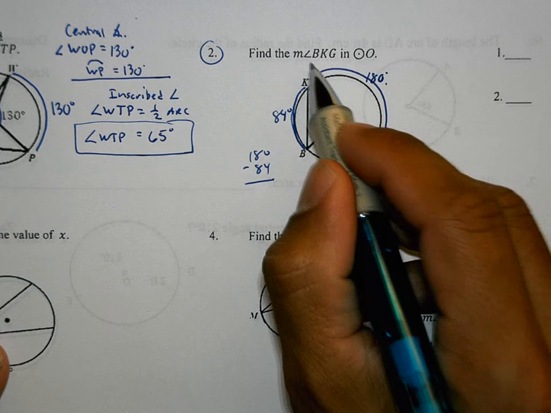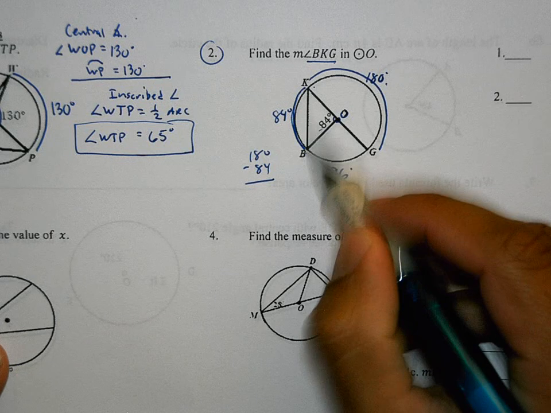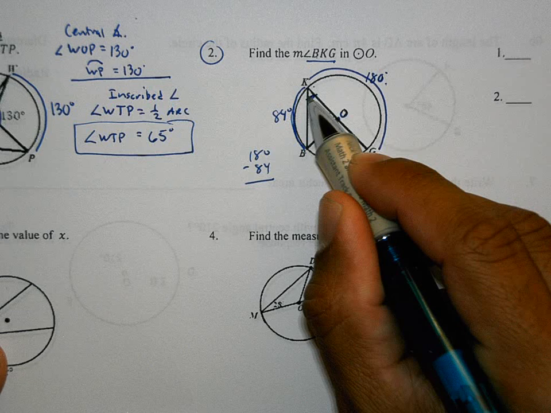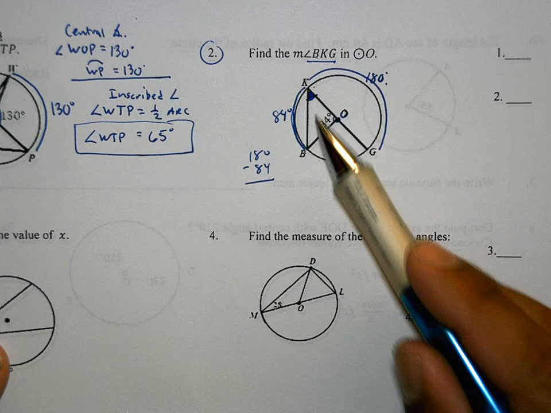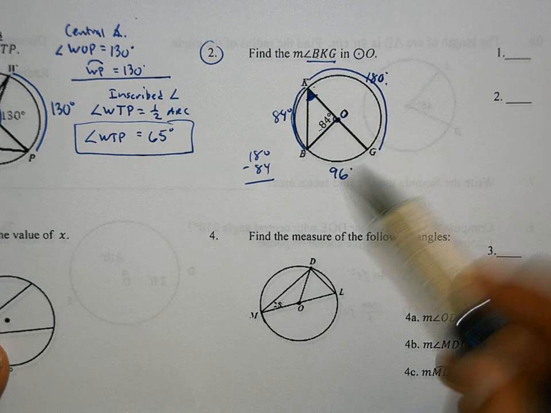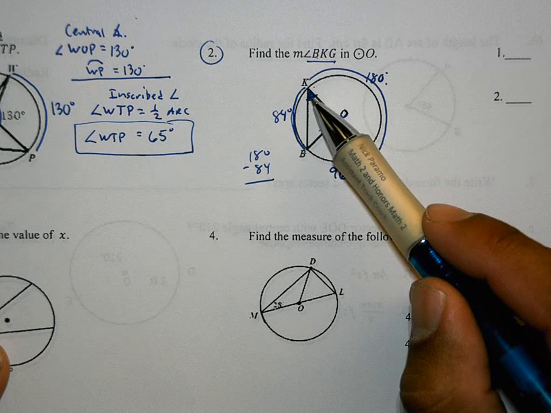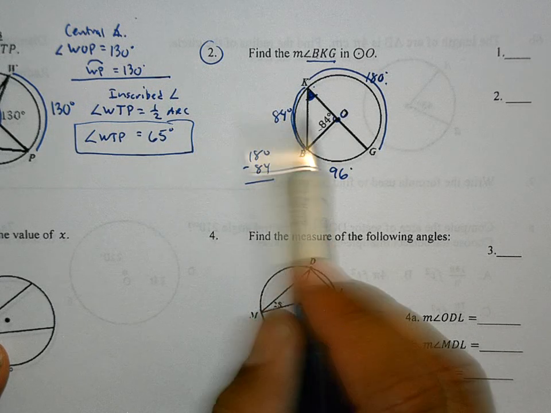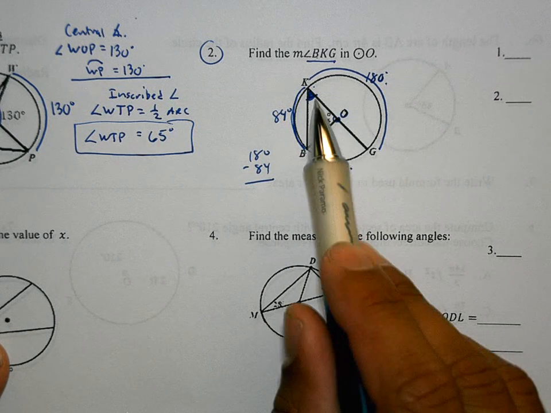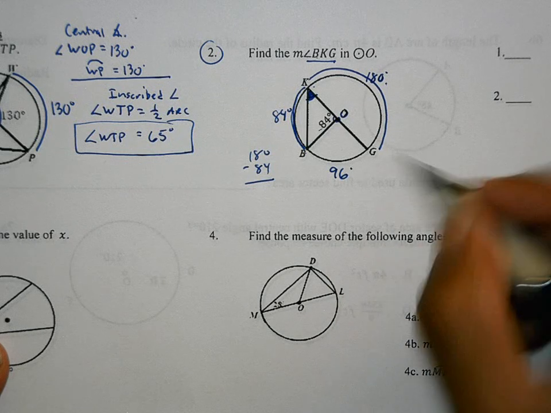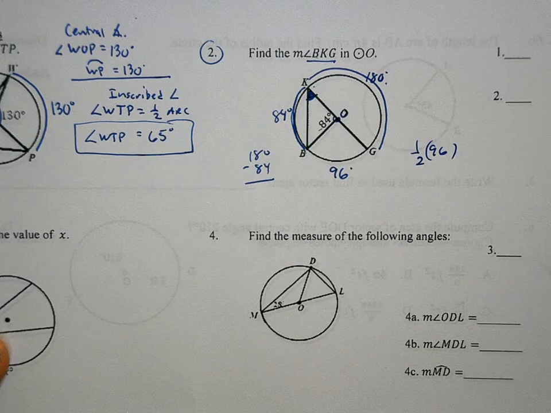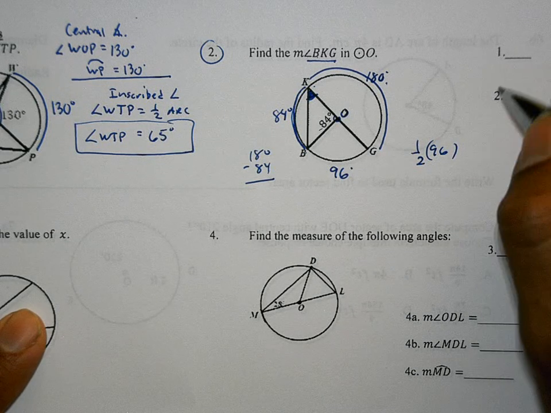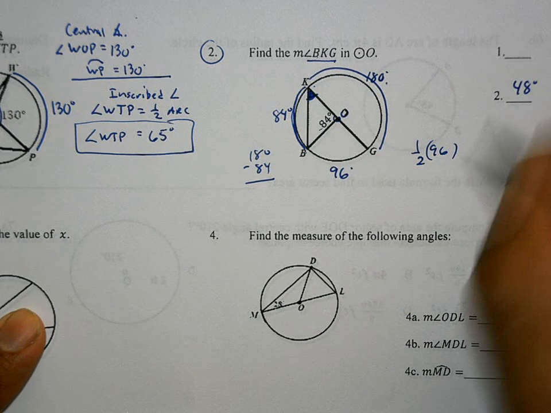But what are we looking for? We're looking for angle BKG. B first, then K is the vertex, and G is second. We're looking for this angle right here. If we're looking for that angle, here's your arc. This angle has the vertex on the edge of the circle. It is inscribed. Because it's inscribed, is it the same or is it half? So it's half of 96. What is half of 96? 96 divided by 2, 48. That angle for number 2 is 48 degrees.